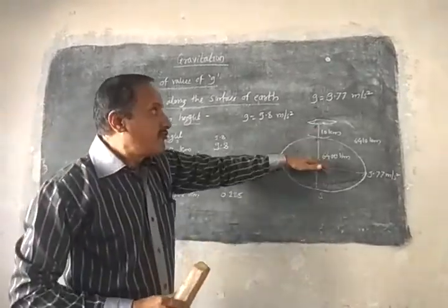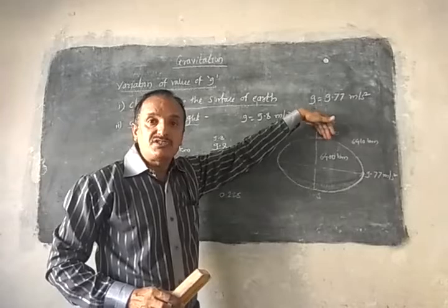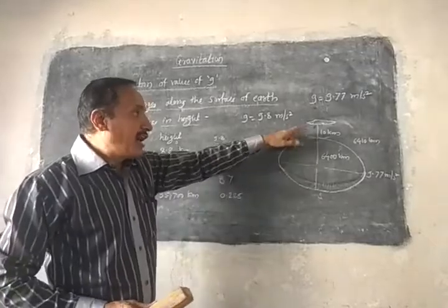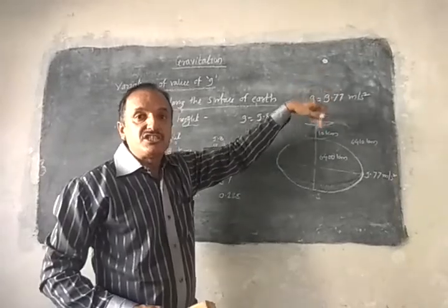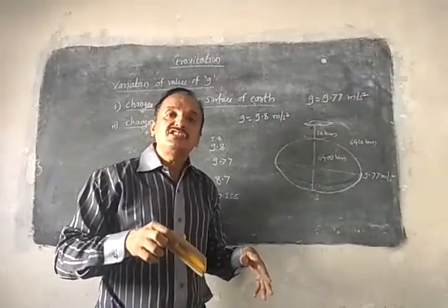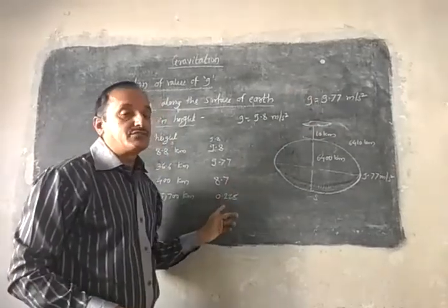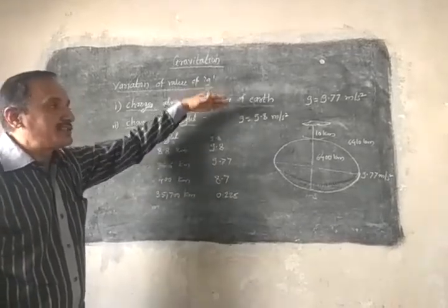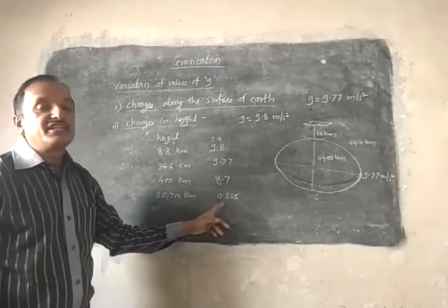It means that if we go away from the center of Earth, the value of g decreases. As the height of the object increases, its distance from the center of Earth increases, so the gravitational force acting on it decreases, and then the value of g also decreases. So from this table we can say that as the object moves away from the center of Earth, as the height increases, the value of small g decreases.